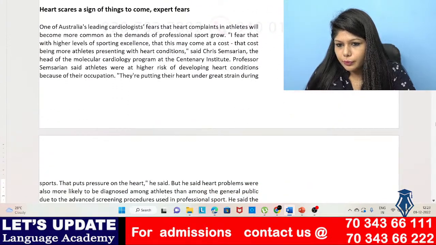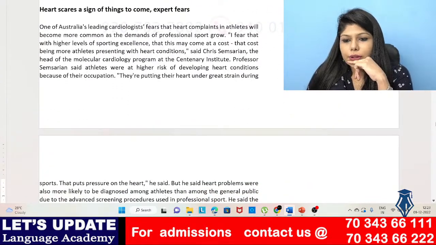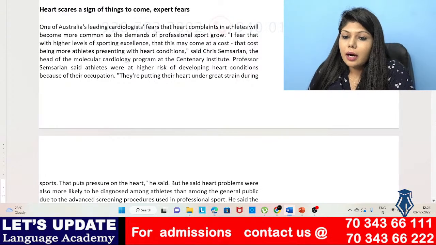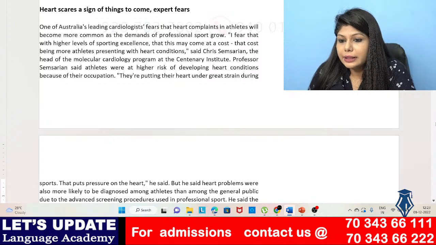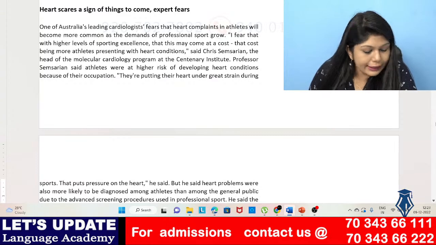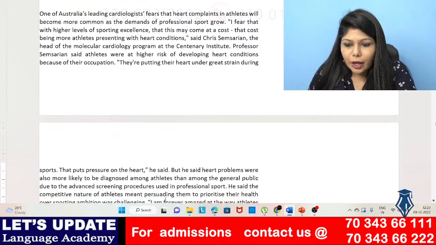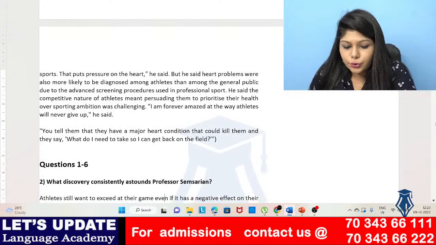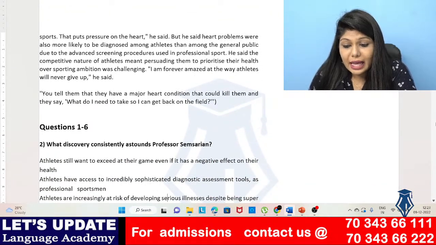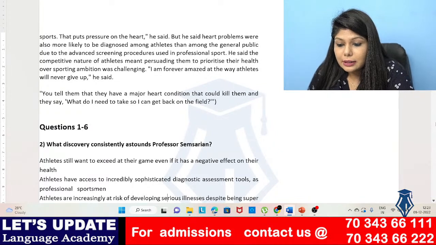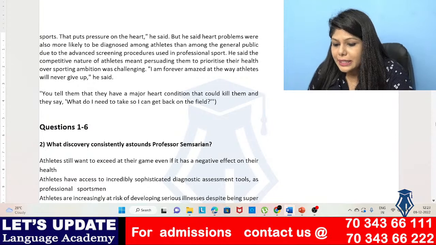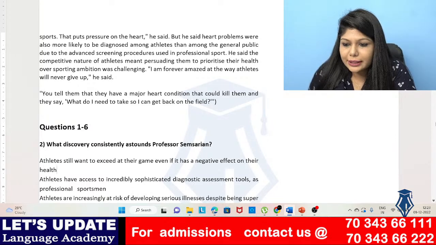Text 2. Okay, so this is text 2, and first we read the heading, that is, "Heart scares, a sign of things to come, expert fears." Okay, so that is the heading. Now what we need to do is go through the question. What discovery consistently astounds Professor Samsarian? So that is the question.